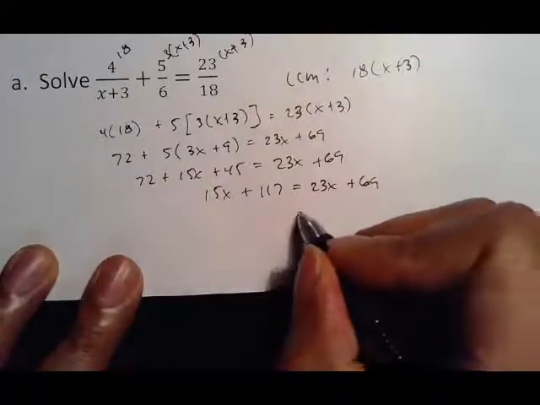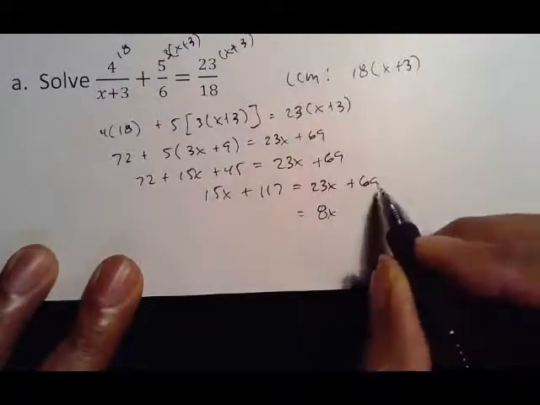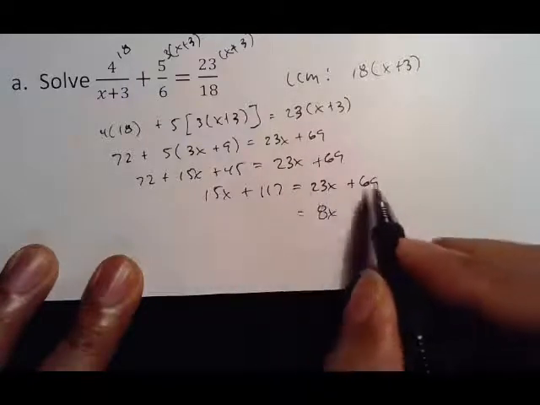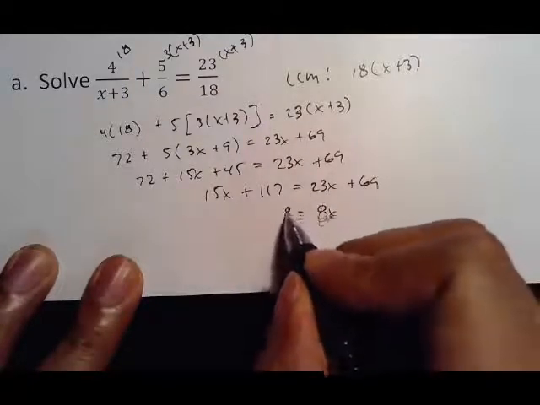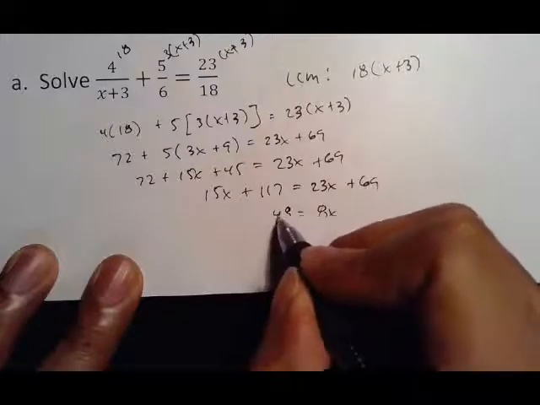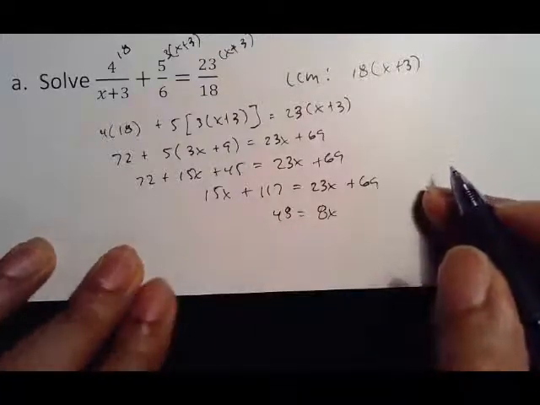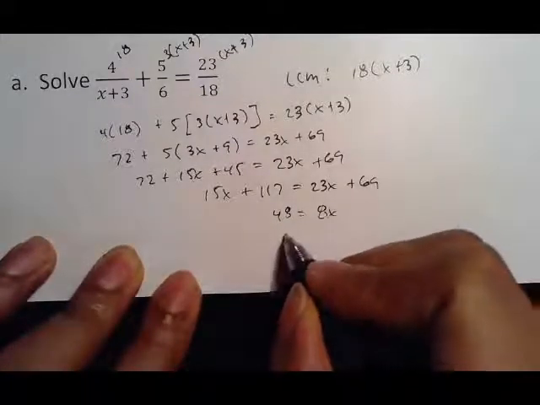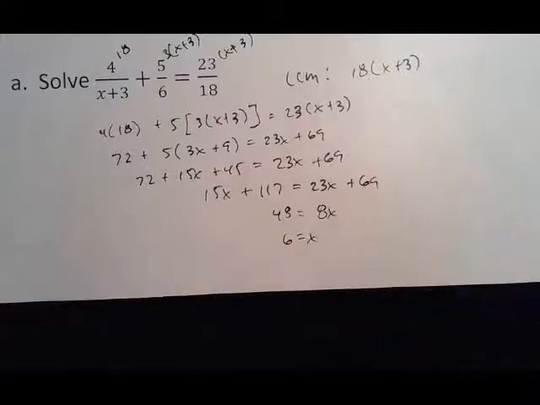Move your 15x over here, you end up with 8x. Move your 69 over there, 9 plus 8 makes 17, making that a 7, which means that there's 4 left over. And then of course 48 divided by 8 gives us the answer of 6.